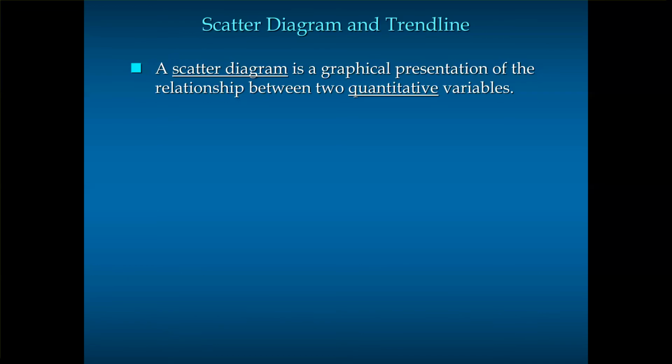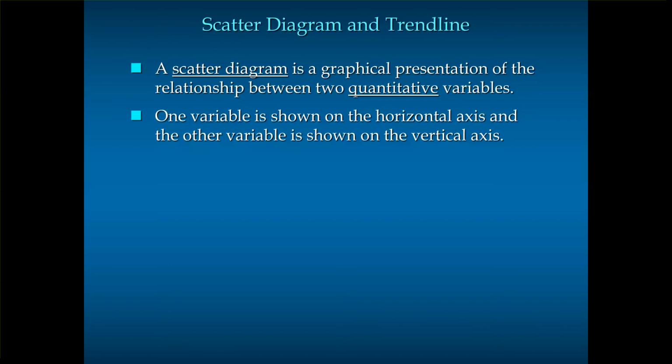So what is a scatter diagram? A scatter diagram is the graphical presentation of the relationship between two quantitative variables. Do you remember what we said when we talked about tabulation? That it shows a relationship between two categorical variables, or one categorical and one quantitative, or two quantitative variables. So you can see the tabulation looks more flexible than the scatter diagram. We are learning different tools, so make sure you know the advantages, disadvantages and differences among different methods. One variable is shown on the horizontal axis and the other variable is shown on the vertical axis.